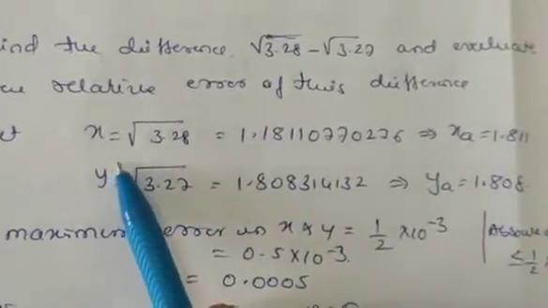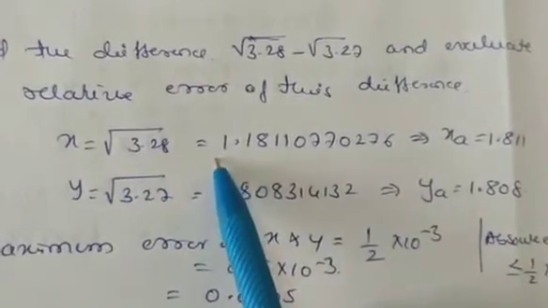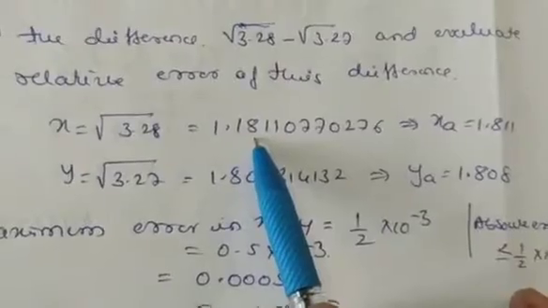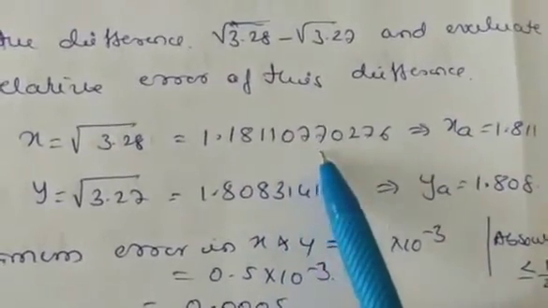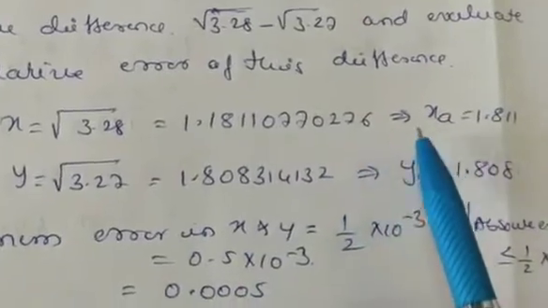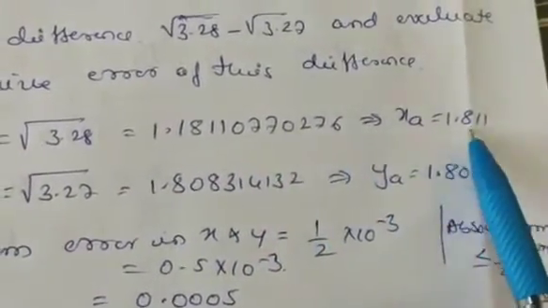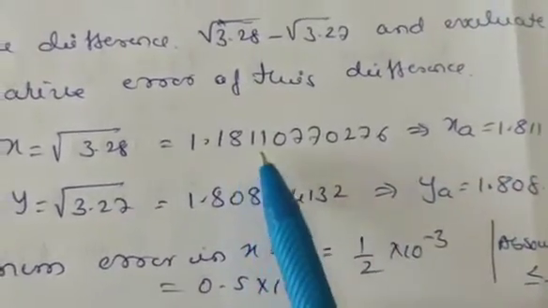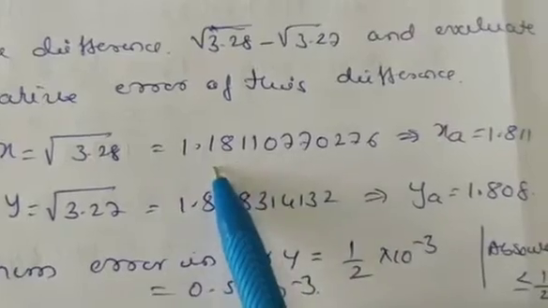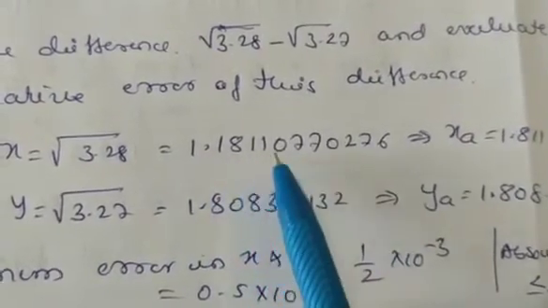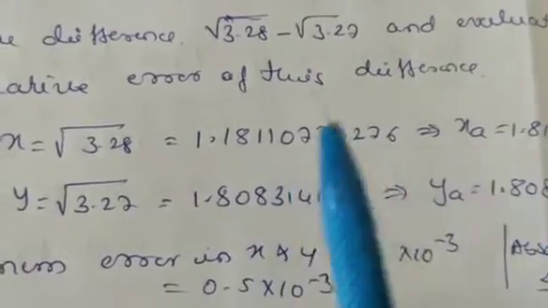So here let us take x equal to root of 3.28. Using the calculator only, how to find this one: square root of 3.28 is equal to 1.18110770276. We can take the approximate value here as 1.811. I told you how to round off this number. We want only 4 digits after the decimal point, so you have to see the next digit. The next digit is 0, so we can neglect it.